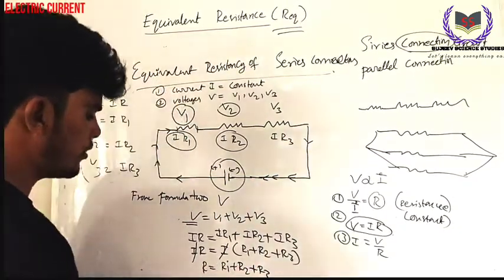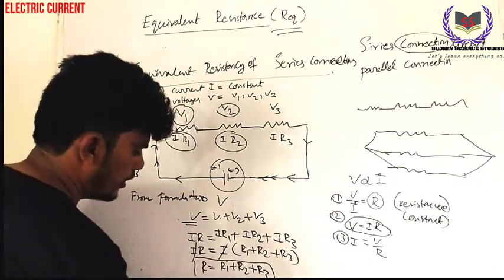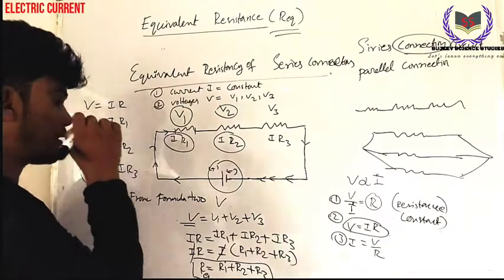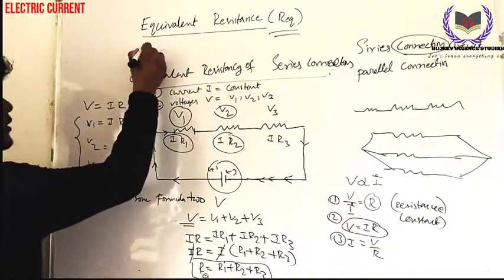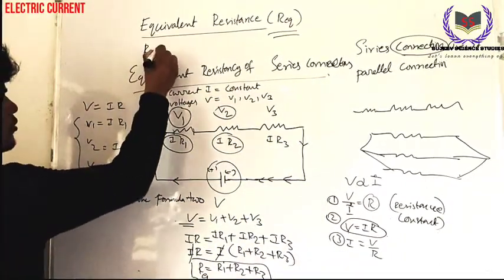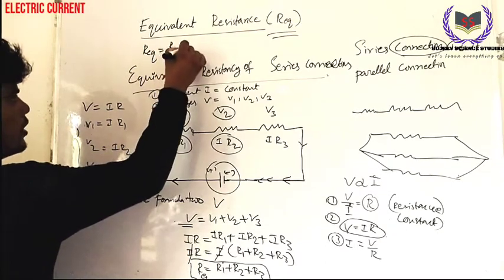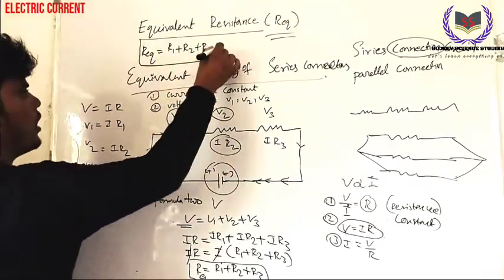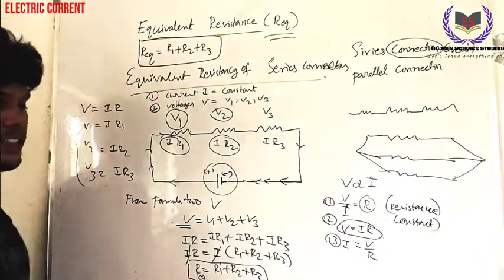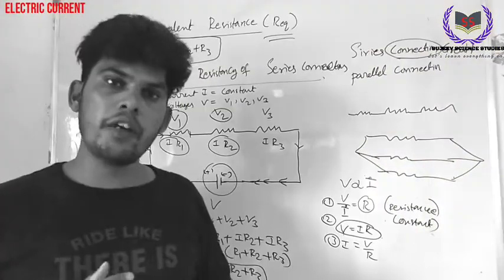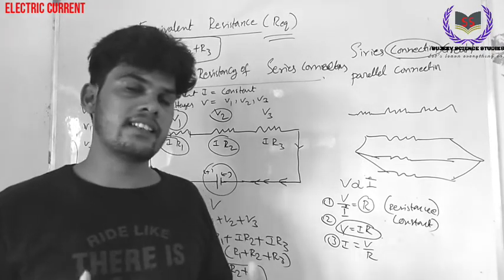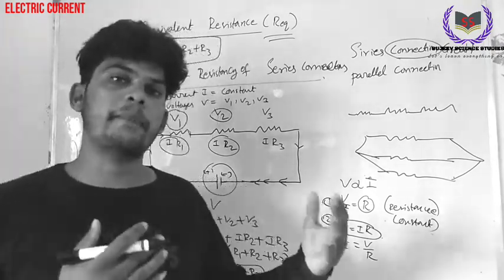Look at here. This is the formula of equivalent resistance. So the equivalent resistance formula is R eq equal to R1 plus R2 plus R3. It is the formula of equivalent resistance when it is in the series connection. Now we are going to discuss the second case, when the resistors are connected in the parallel connection.